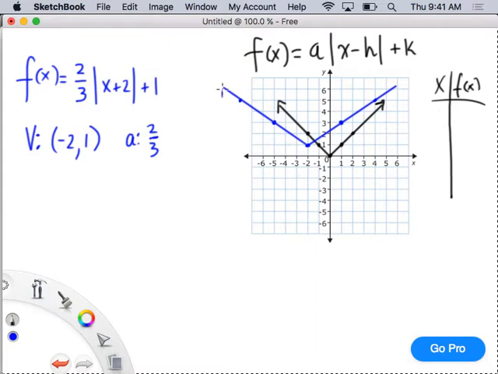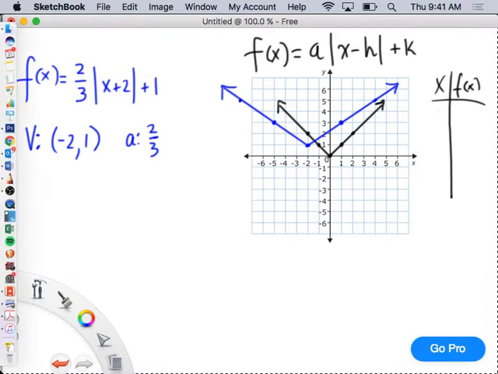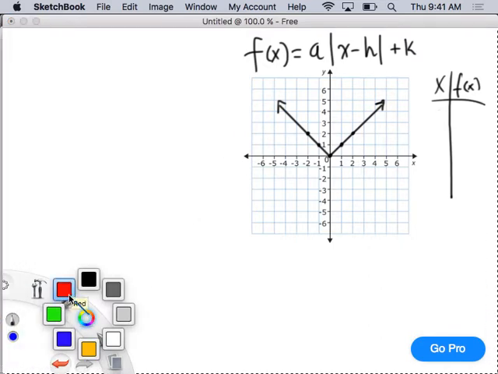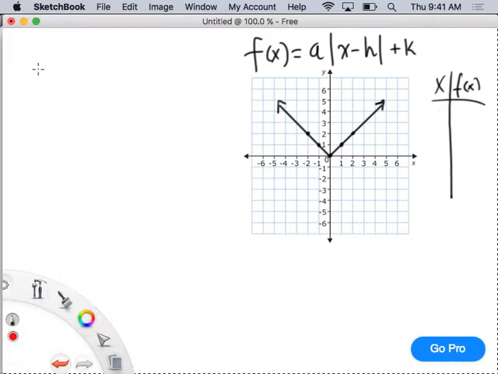Any questions on that? Find the vertex, find the slope, you're good. All right, last piece of the puzzle. Can I clear this out? Okay, you guys are rocking out right now. I'm so appreciating it. All right, last piece of the puzzle.